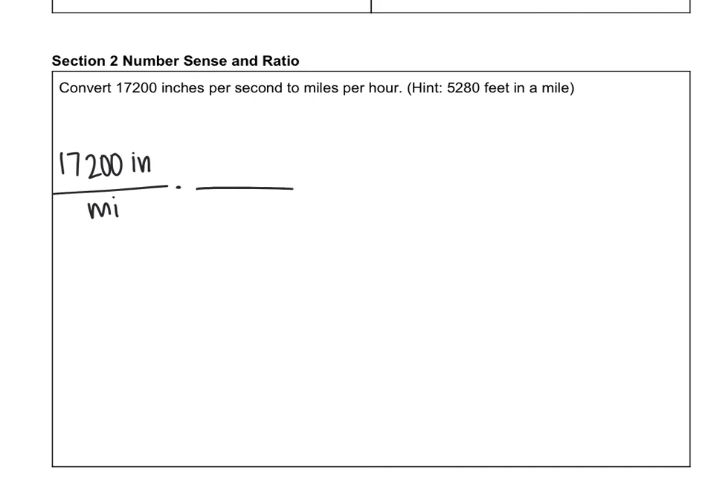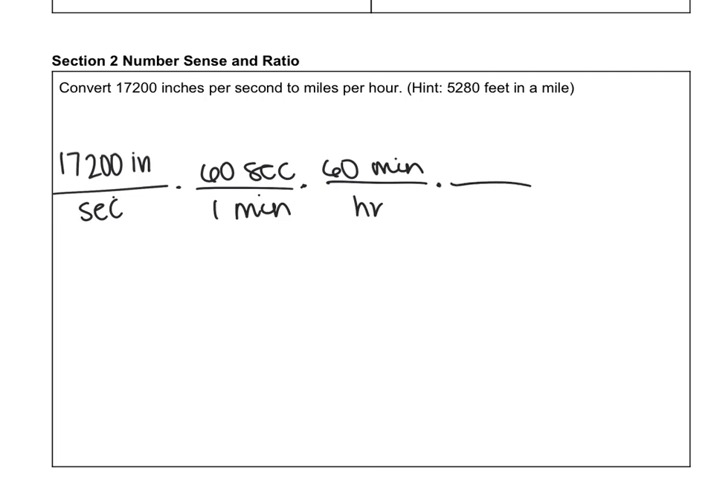So I'm going to start with the seconds to hours. So there are 60 seconds in a minute and 60 minutes in an hour. So I now have my per hour. Now I want to convert inches to miles. So first I'm going to convert it to feet. So there are 12 inches in 1 foot and 5,280 feet in 1 mile.